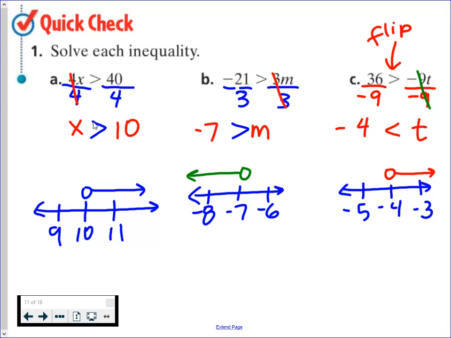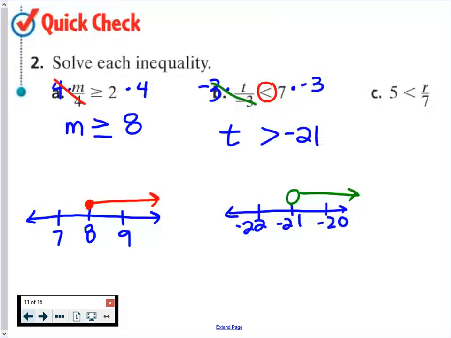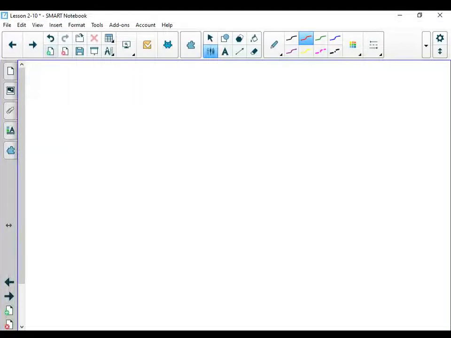So out of these 3 problems, it flipped 1 time. That doesn't mean 1 out of every 3 problems is going to flip. That means every time I need to check if it's going to flip or not. I think my last problem was on the wrong screen, but that's okay. We will fix that.